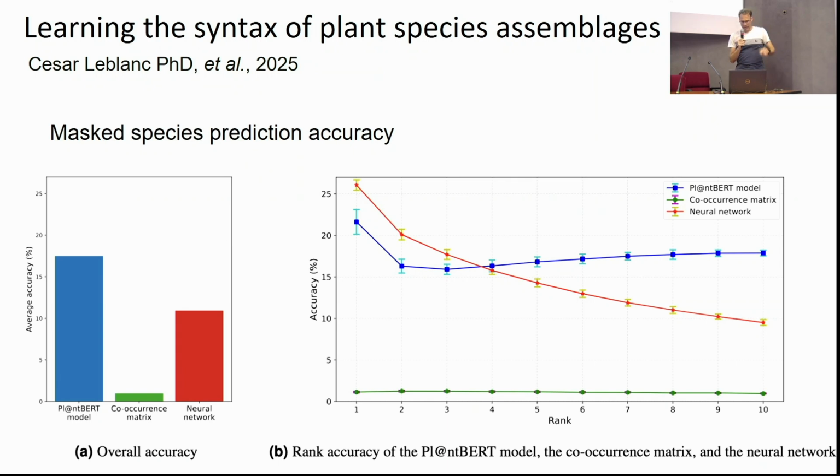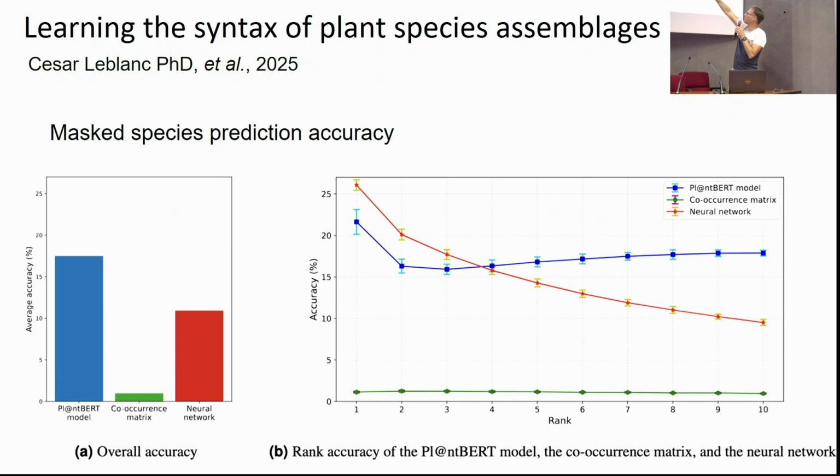And if you look at the performance of predicting the missing species depending on the rank, the first one is the most dominant species, the second one is the second most dominant, third, etc. Each time you just remove one species and you look at the performance depending on the rank. The first one is the easiest to predict. So that means that if you know all other species of the assemblage, it's not so hard to predict the most dominant one. And the hardest one is the second one for the PlantBERT model.